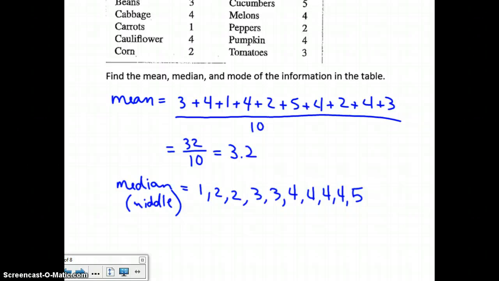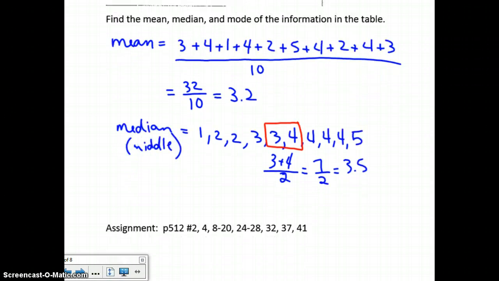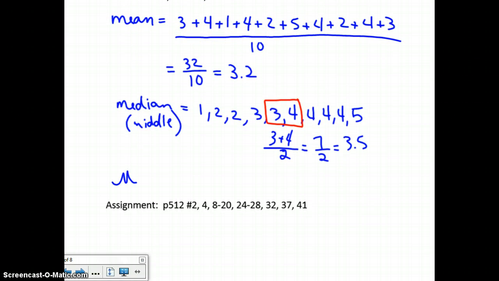Again, I have an even amount of data, and when that happens, there's not actually a single middle number. So I'm going to take the average of the two middles, 3 plus 4 divided by 2. That's 7 divided by 2, or 3.5. And then the last one is the mode. And I think you can tell from the data when it was listed from least to greatest for the median that the number 4 appears most often because it appears 4 times.